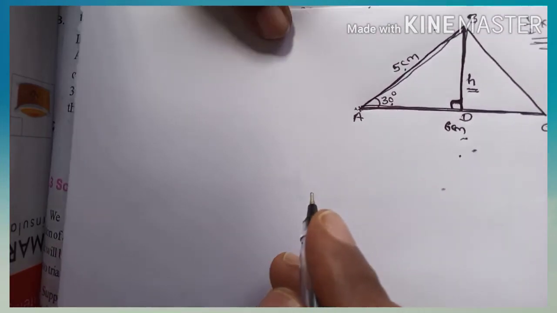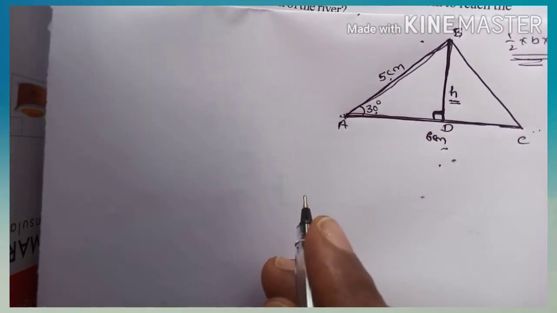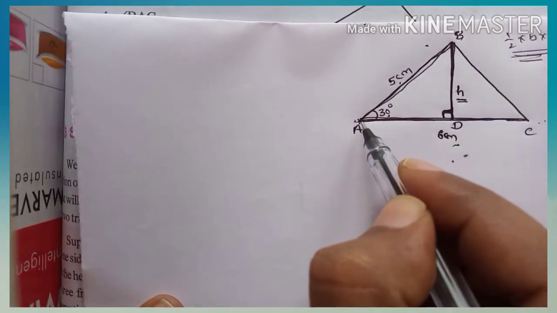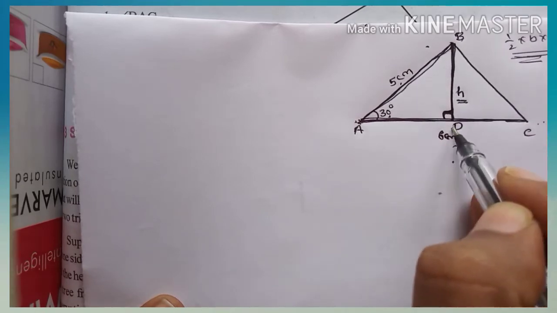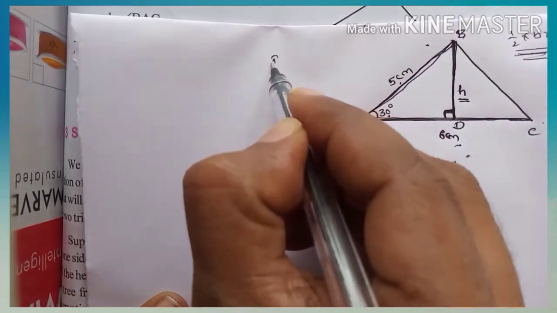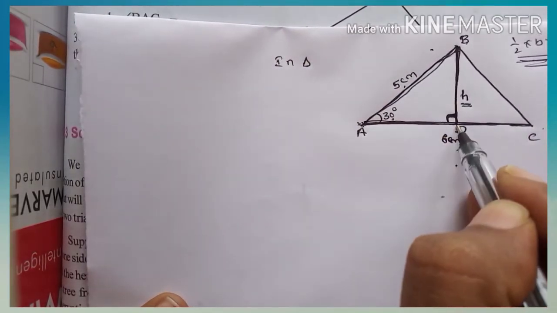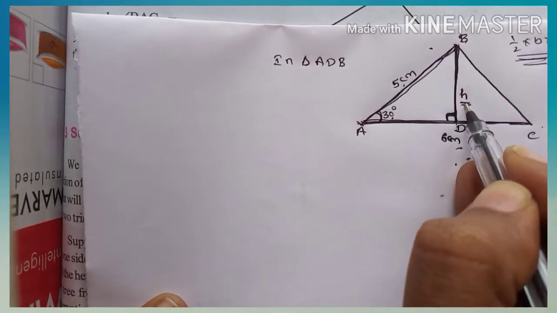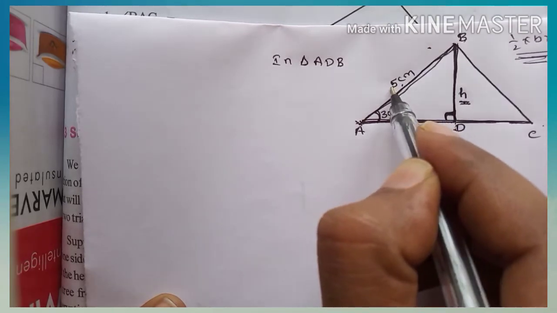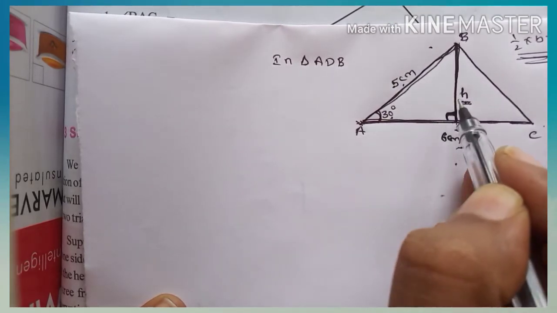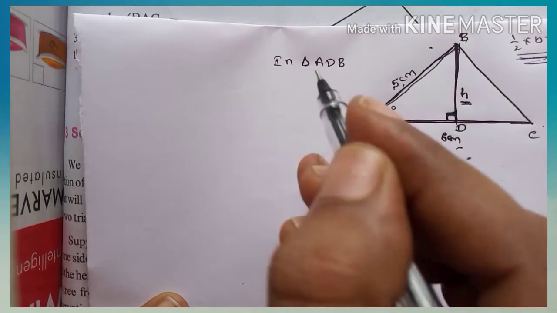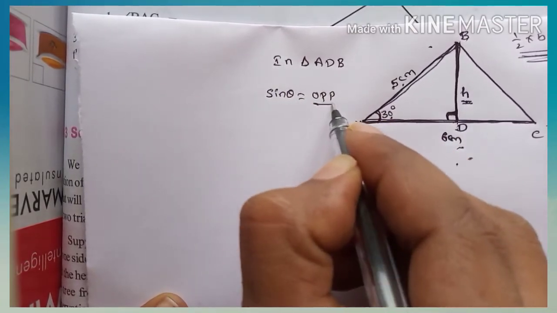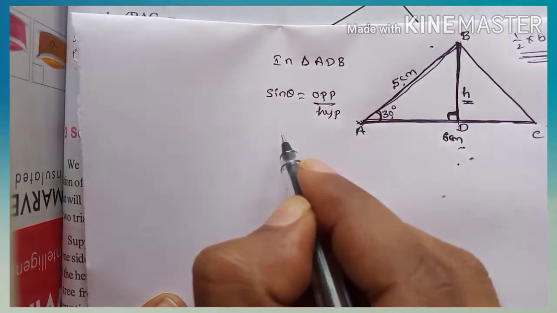Now what is the value here? In triangle ABD, or ADB, in triangle ADB, for this angle, this is the opposite side and this is the adjacent side, or hypotenuse. For this angle, opposite and hypotenuse. So we have to use the relation sin theta is equal to opposite side by hypotenuse.